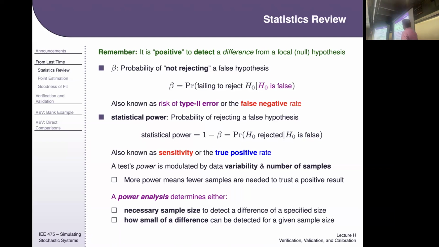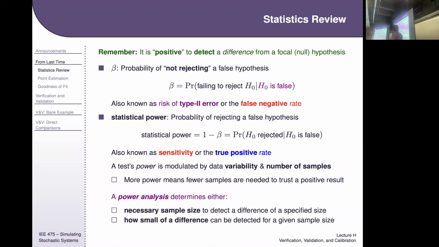You are going to do a power analysis in the second part of the homework, which is a tool that we use to determine, for the variability that we see in the data, how many samples we need to get an appropriate power.